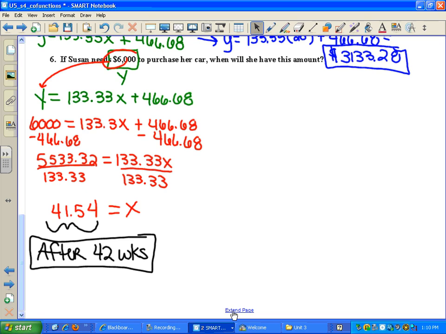So there you go. That's how we can use some bivariate data. Our bivariate data was weeks and money. And we can use that data to write an equation for our line of best fit and make predictions. So there you go.